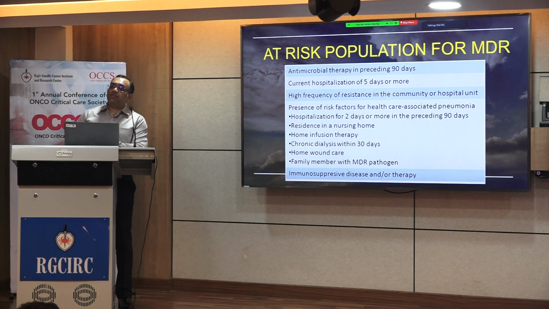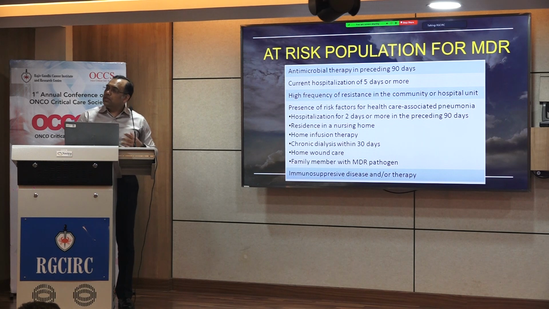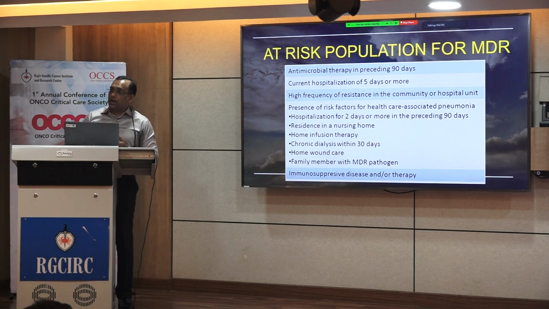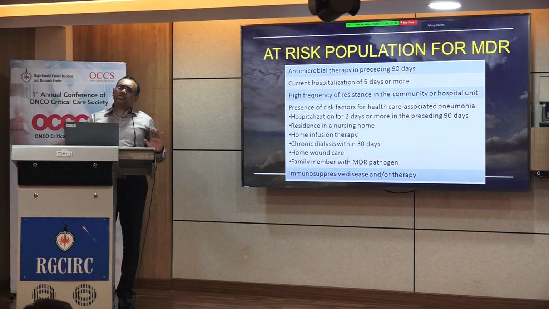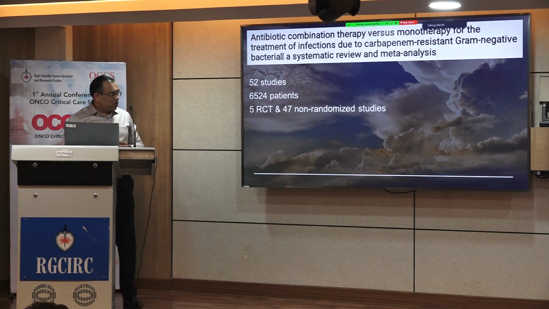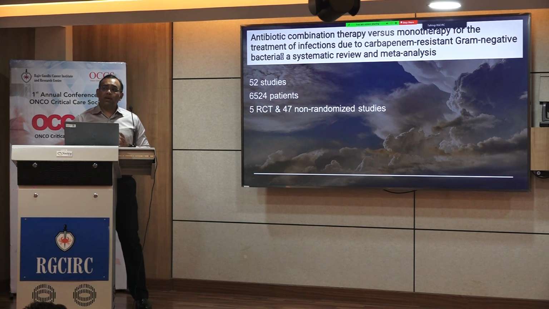If you talk specifically about healthcare associated pneumonia, it means hospitalization for more than 2 days, coming from a nursing home, home infusion therapy, or being a chronic kidney disease patient on dialysis and/or on immunosuppressive therapy. So these are risk categories for MDR as well as for hospital acquired consolidation. Now let us first look at the difference between monotherapy and combo therapy and what data is there.